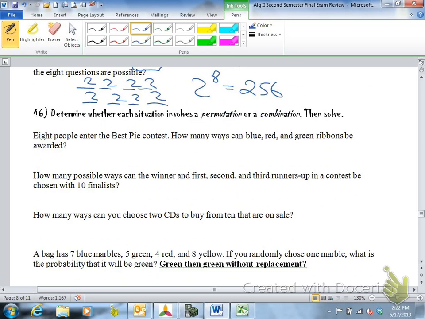Determine if it's permutation or combination. 8 people enter Best Buy contest. Blue, red, green ribbons. The order matters in awarding ribbons. Blue, red, green. So this is a permutation, and this is 8 permute 3, which is 336 different ways that awards can be given.